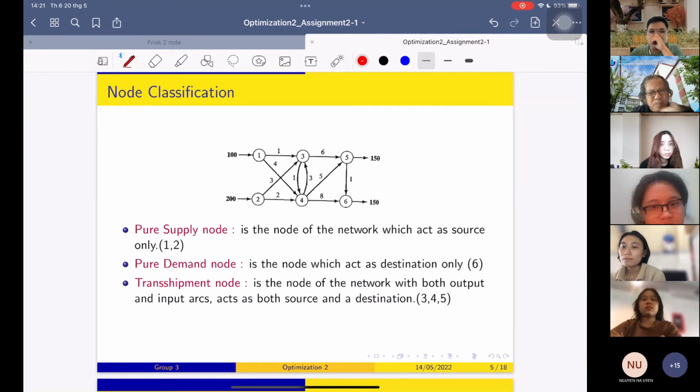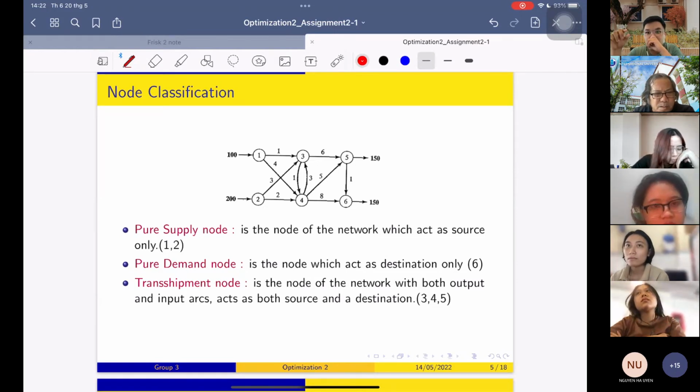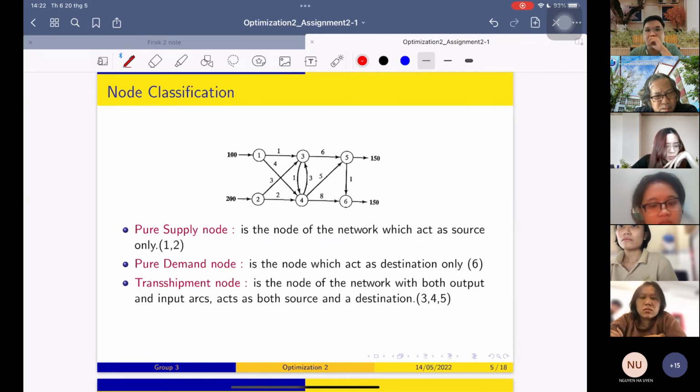What is transshipment problem? The transshipment problem is exactly the extension of transportation problem. And the main idea is if we recognize that the cost may be cheaper if we supply the product from the source through the intermediate node or shipper node to the final destination, it's cheaper than moving directly from the source to the final destination.